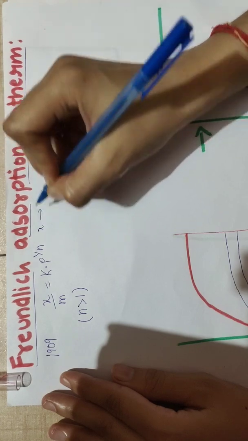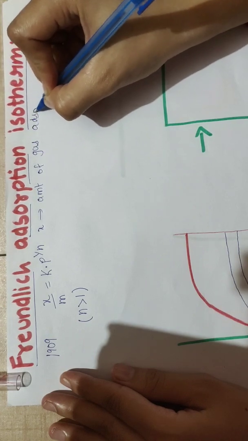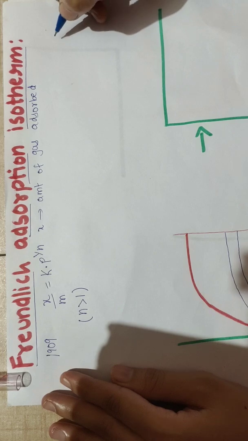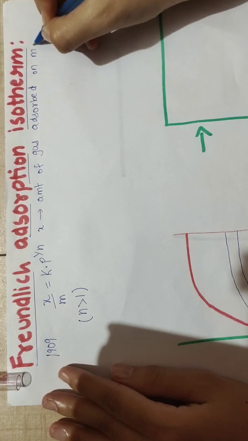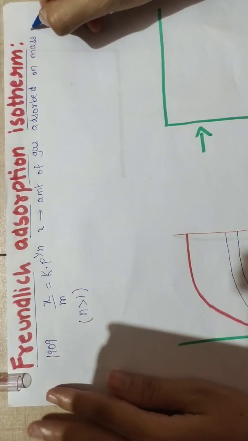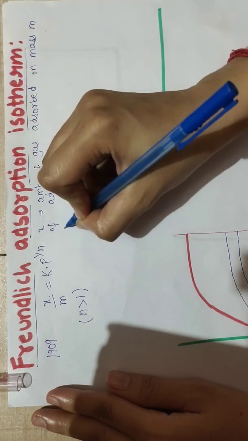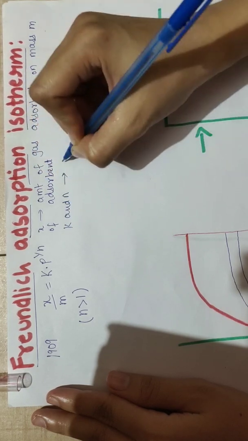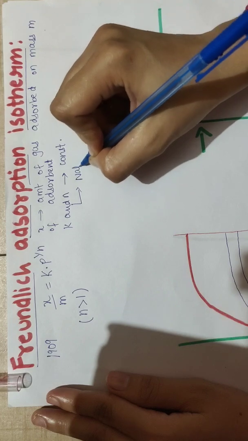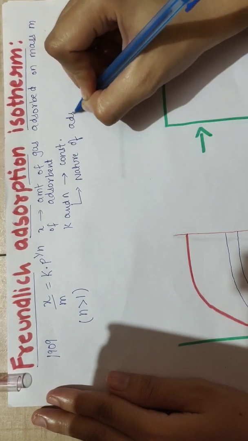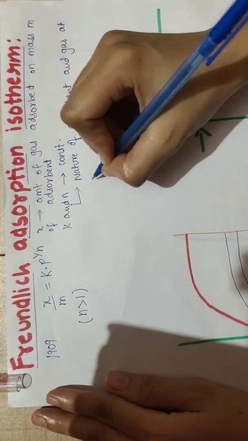Now x is the amount of gas adsorbed, and the gas will be adsorbed on the adsorbent. So x is the amount of gas adsorbed on mass m of adsorbent. Now k and n both are constants, and they depend upon the nature of adsorbent and gas at a particular temperature.